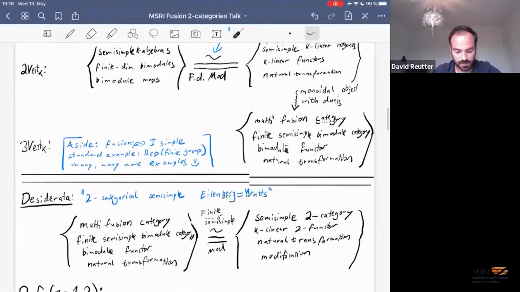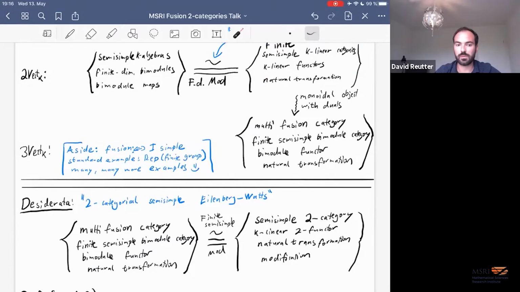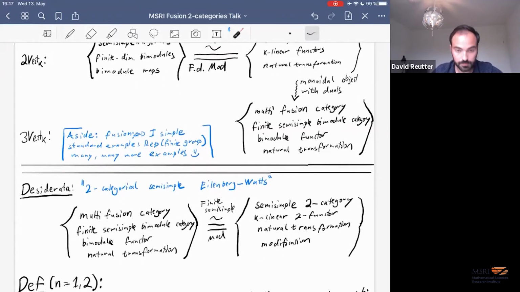That's the plan. Here's the plan again. What we're aiming for is an equivalence of this sort: fusion categories, finite semi-simple bimodule categories, bimodule functors, natural transformations, into a world where I can think of semi-simple 2-categories, k-linear 2-functors, natural transformations, and modifications. And I pass from the left to the right by taking finite semi-simple modules, and these 2 worlds should actually be equivalent. So that's the start. Once we're there, it's going to be easy to define a fusion 2-category.